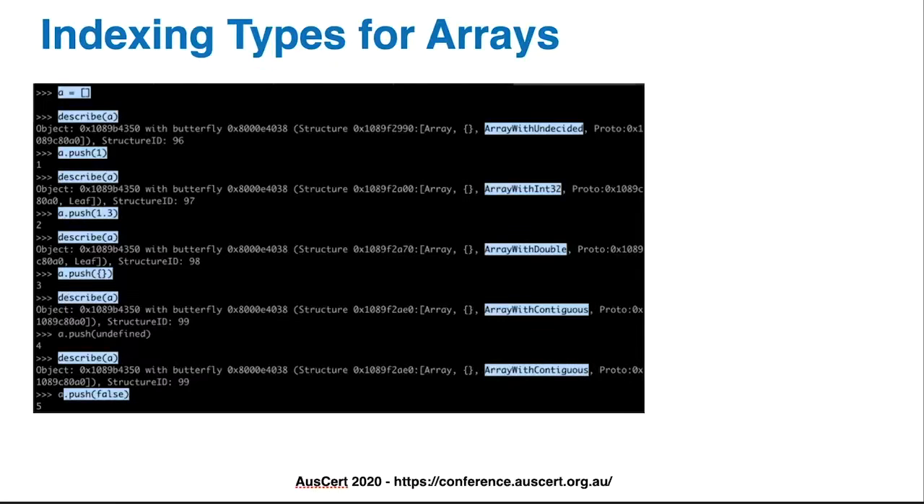Now you have certain indexing types for arrays as well. Depending on what objects are present in the arrays, there will be an indexing type for it. For example, if you just create an empty array, the type would be array with undecided. If you have only integers, it will be array with int32. If you have an integer and double, it will be array with double. If you push an object as well, it will be array with contiguous.